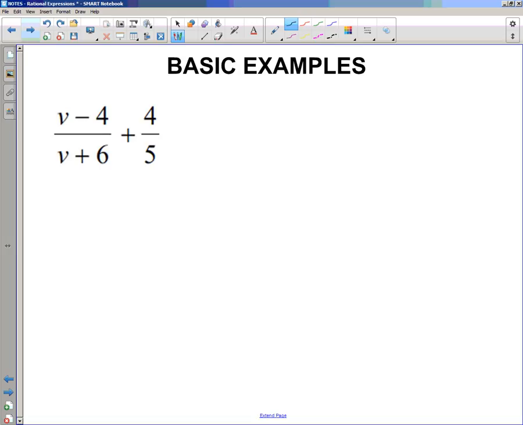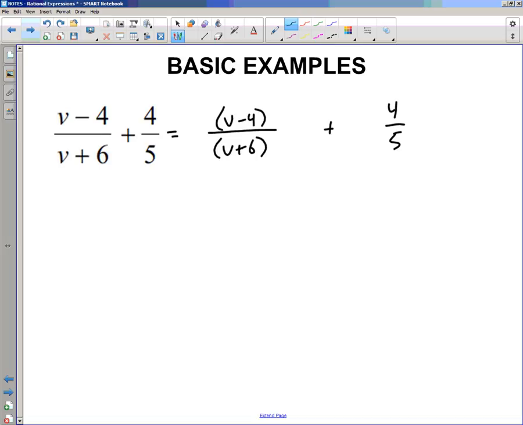Okay, we are adding 2 fractions together, so we're going to need to get a common denominator. Give myself a little bit of room here. We got a v minus 4, we got a v plus 6. Nothing factors in that denominator, so we'll just leave it. We're adding 4 over 5. Nothing factors obviously there either.